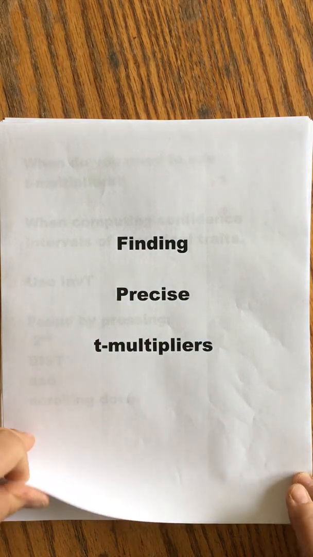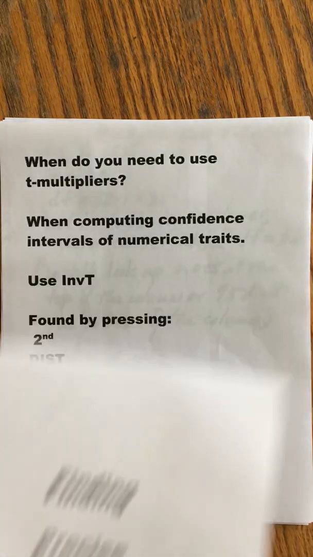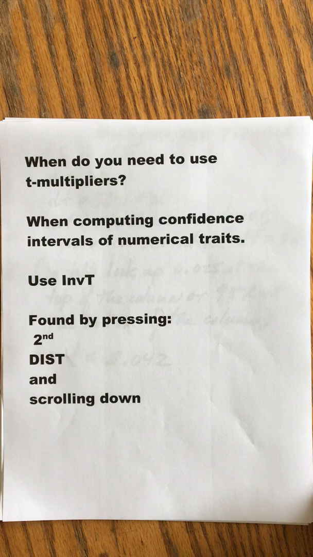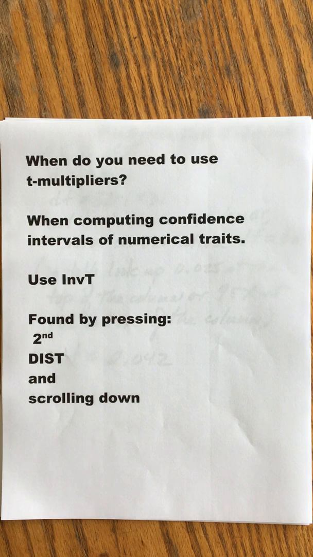Alright, so first let me just remind you, when is it that you actually need to use t multipliers? Well, you basically use them only when you're computing a confidence interval. If you're doing a hypothesis test, you're going to use tcdf, and then you're going to put in the first t-score, the second t-score, and then the degrees of freedom. When you put in the degrees of freedom, your calculator knows now which t-distribution to use, so you don't have to mess with anything else.